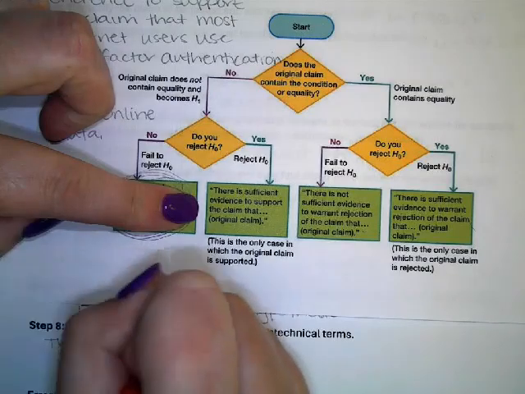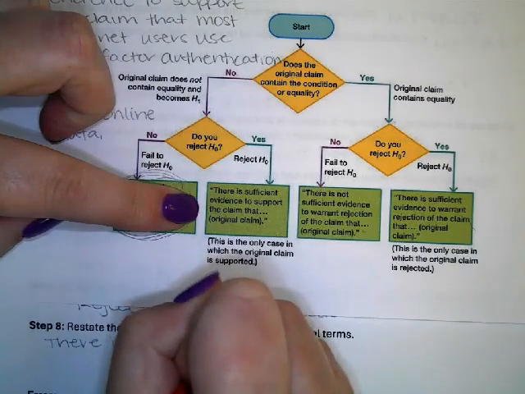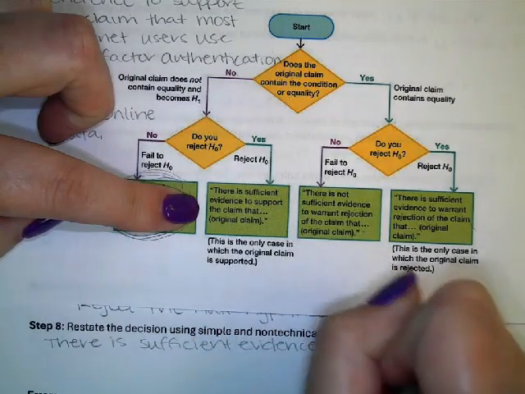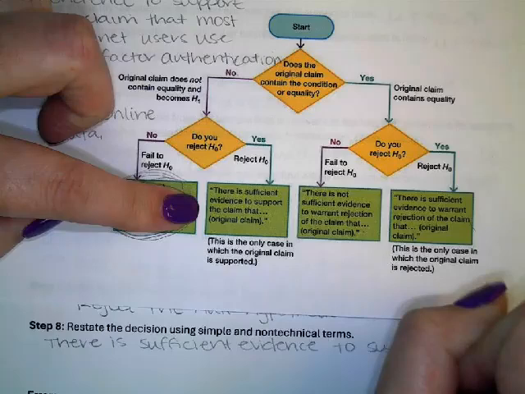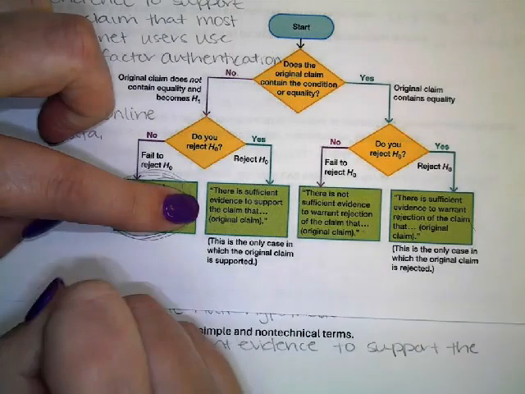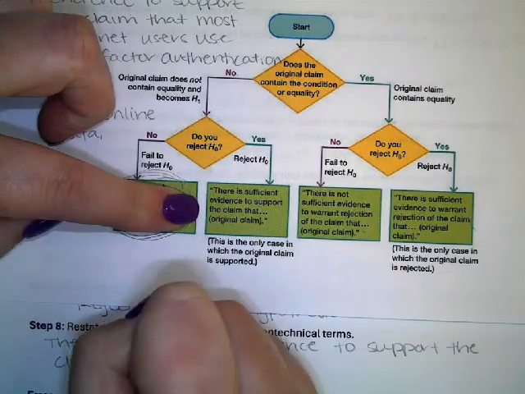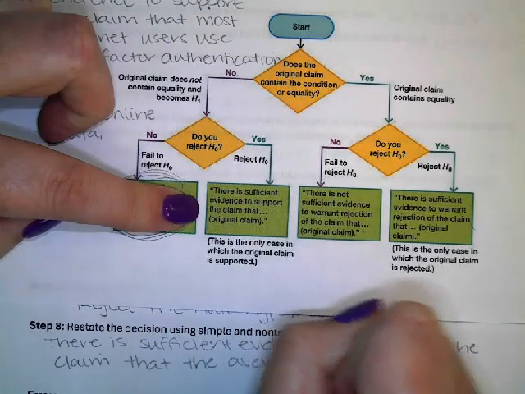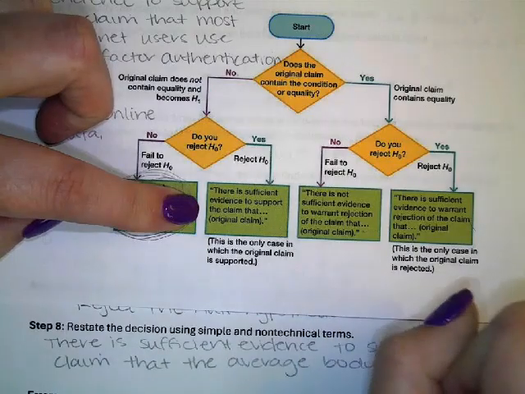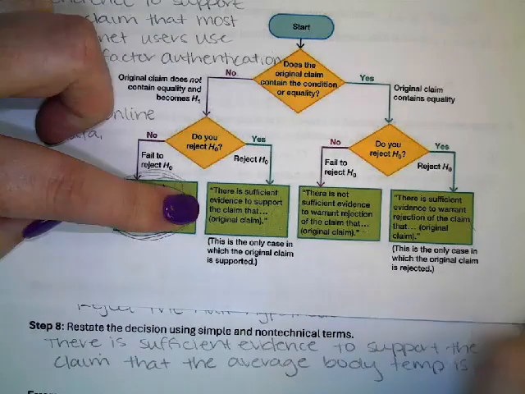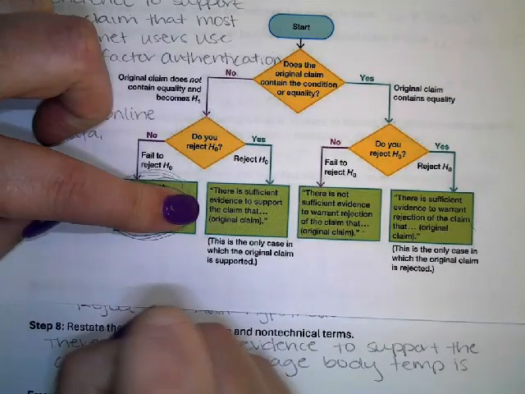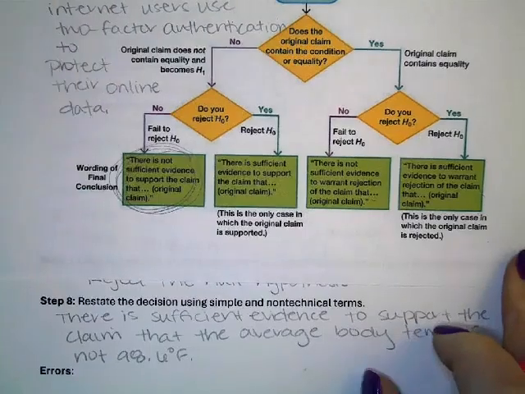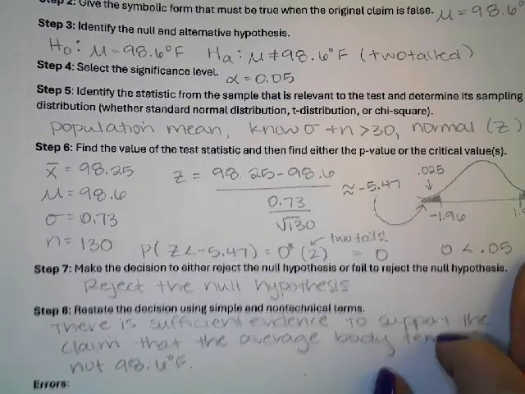there is sufficient evidence to support the claim that the average body temperature is not 98.6 degrees Fahrenheit.